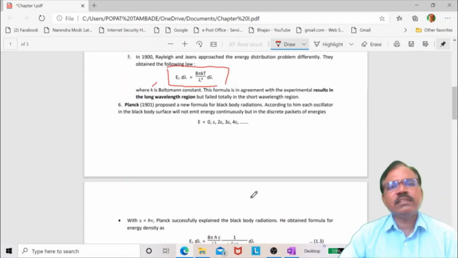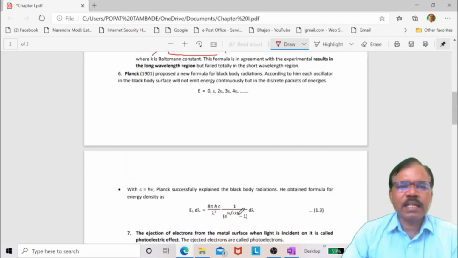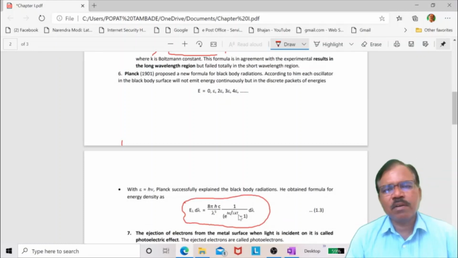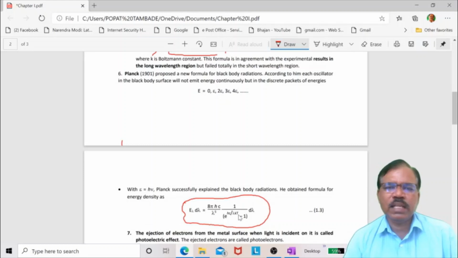In 1901, Planck proposed a new formula for black body radiation, and that formula is given as E lambda d lambda is equal to 8 pi h c upon lambda raised to 5 into 1 upon E raised to h c upon lambda kT minus 1 into d lambda.